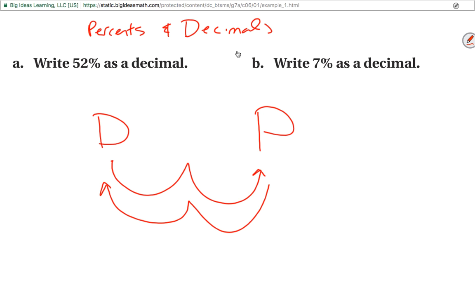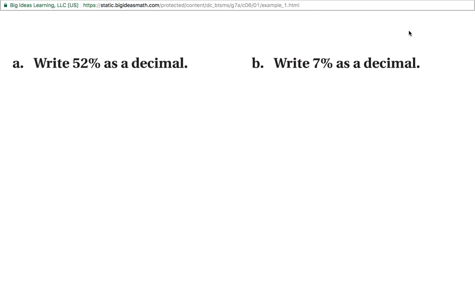Look at the first example right here. Write 52% as a decimal. Sometimes at the beginning when you're learning about this, I put DP at the top just as a reminder. If I have 52% and I need to convert it to a decimal, I'm going from percent to decimal. The decimal is right here, so I move it left 2. 52% is the same as 0.52.